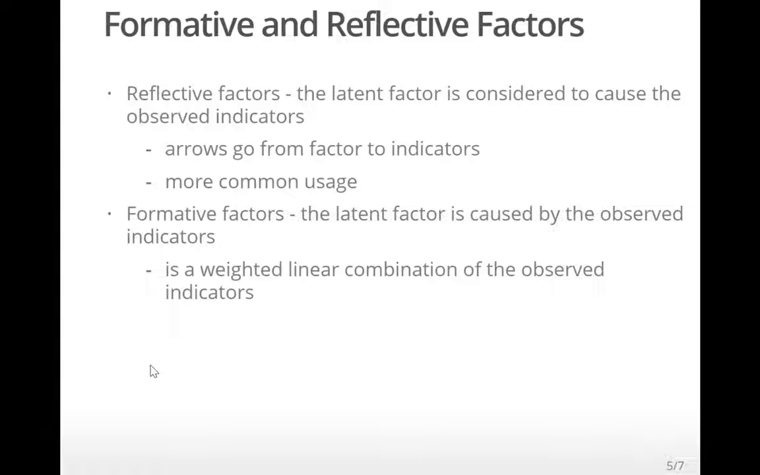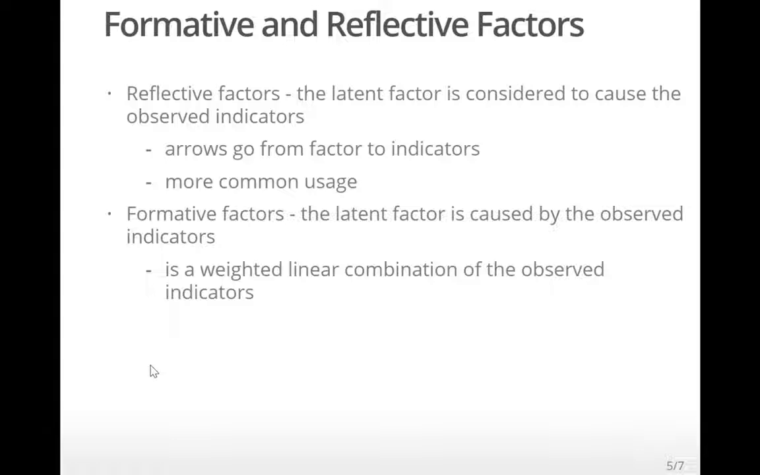So let's come back to the notion of a reflective and a formative factor. In a reflective factor, the latent factor is considered to cause the observed indicators. In a model diagram, the arrows go from the factors to the indicators. This, I think, is the more common usage. This is pretty much what we're all used to working with. Formative factors are a little bit different. The latent factor is caused by the observed indicators, and it essentially is a weighted linear combination of the observed indicators.